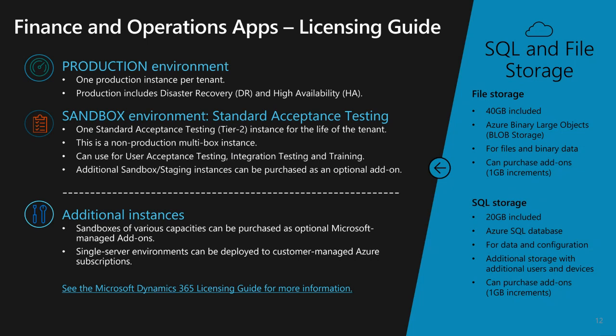And this environment is going to be a highly robust and distributed environment that is architected, incorporating disaster recovery and high availability capabilities. In addition to the production environment, you'll also receive one sandbox environment. And this sandbox environment is going to be of the standard acceptance testing deployment topology. You'll get this standard acceptance testing tier 2 environment for the life of the tenant. And it's important to note that this is a non-production environment, but it is logically similar to the way that the production environment is architected.